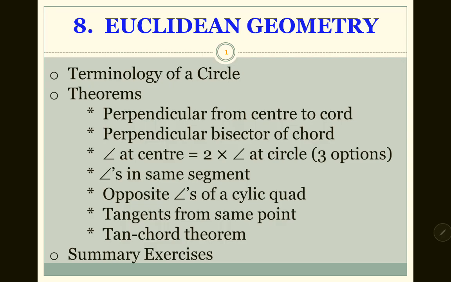We will then move on to theorems covering the perpendicular from a center to a chord. That's the first theorem. The second one is perpendicular bisector of a chord. The third one is an angle at the center is twice an angle at the circumference. The fourth one is angles in the same segment. The fifth one is opposite angles of a cyclic quadrilateral. The sixth one is tangents from the same point. And finally, the last one is the tan-chord theorem.